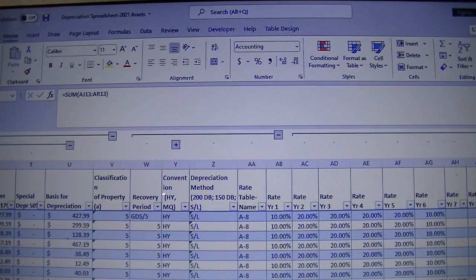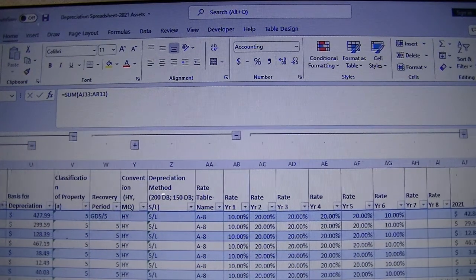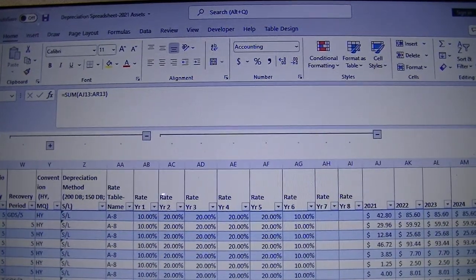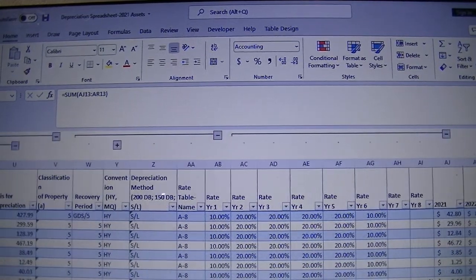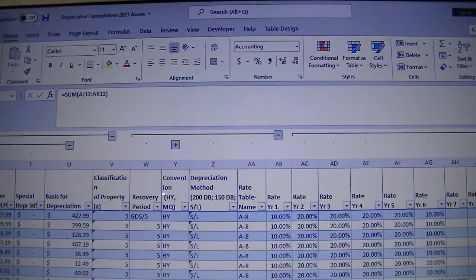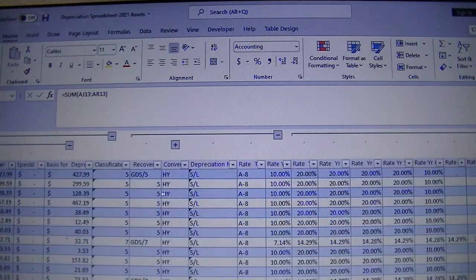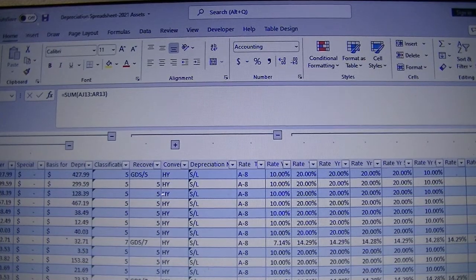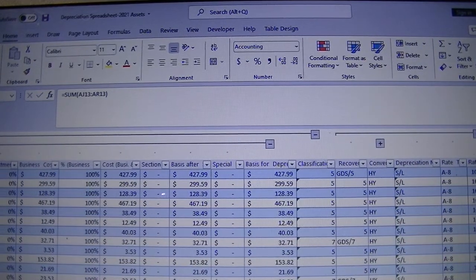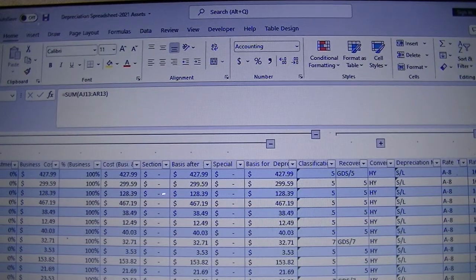So I'm going to do one more, but that's pretty much the principle, the steps you use to depreciate your business assets. And I'm not going to talk about how you depreciate a car in this video. So it's just going to be assets you use in your business that do not involve a car.